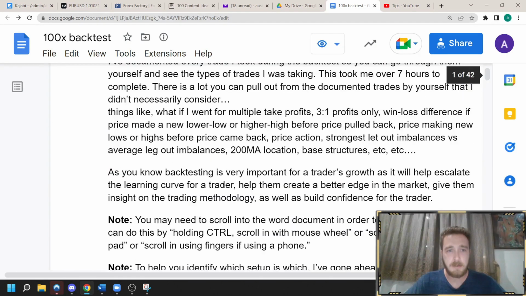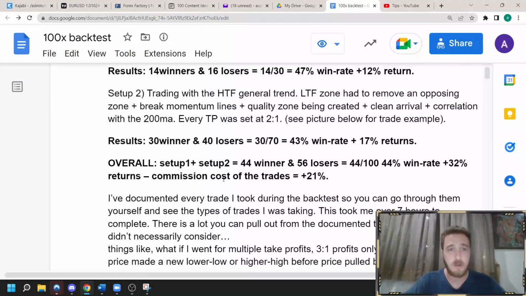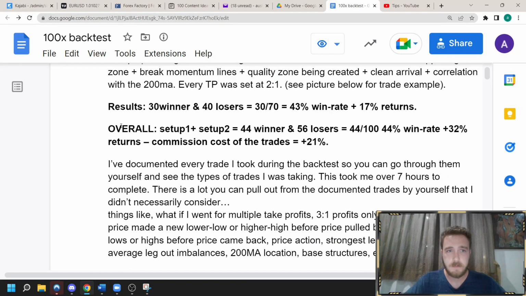Now let's talk about the results, and we've got important notes to talk about, and we're going to go through other trades. So overall, setup 2 was 30 winners, 40 losers, a 43% win rate with a 17% return. So we combined 100 trades. Setup 1 and setup 2 is 44 winners and 56 losers with an overall win rate of 44%, making a total return of 32%. Now, minus commission cost, we are left with plus 21% after 100 trades.